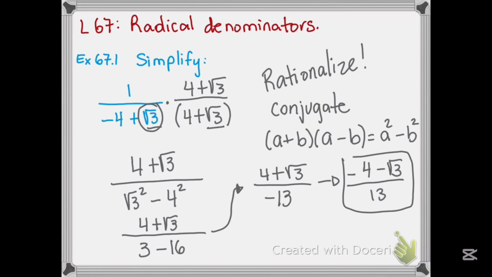And that's our answer. Again, we're using the conjugate to multiply and then get the difference of squares. And notice in that way, we don't have a square root or a radical in the denominator anymore.